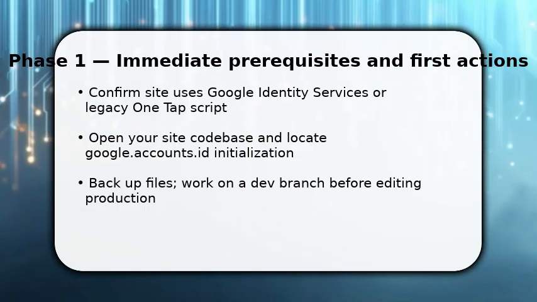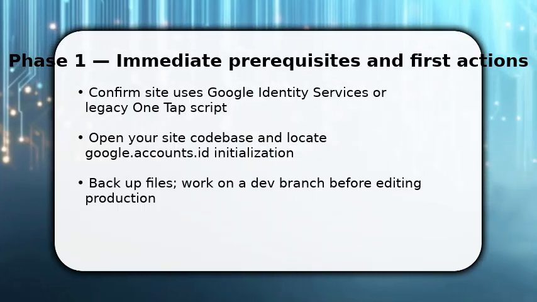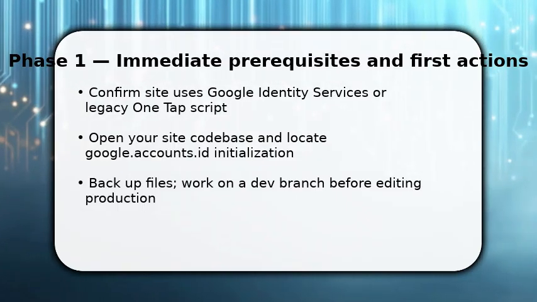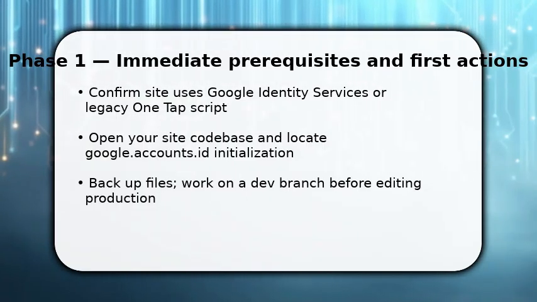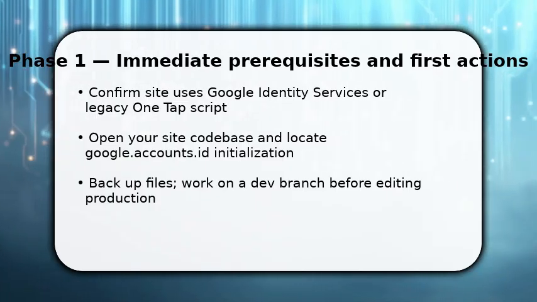You start by confirming the site actually injects Google's prompt. Open your codebase and find the google.accounts.id or One Tap script. Once found, make a backup and switch to a dev branch so you can safely edit.